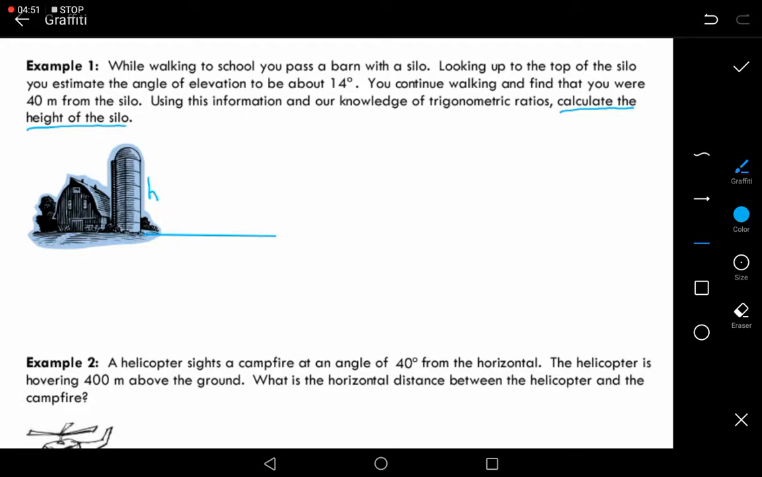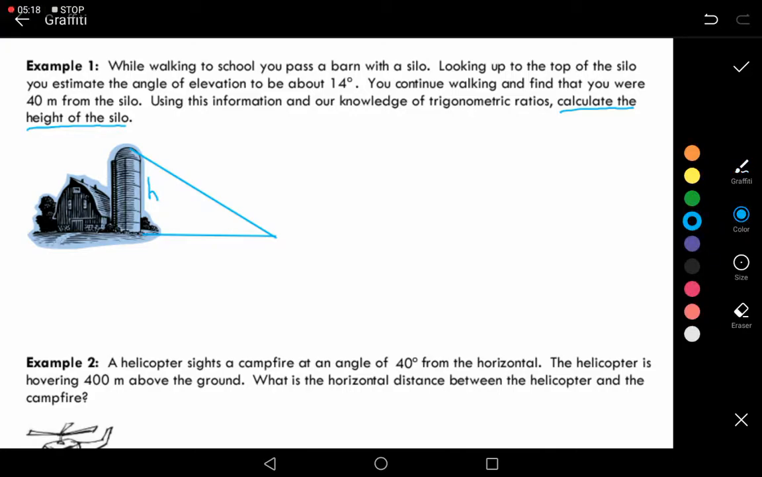It also says that the angle of elevation, okay, so think about that for a second, elevation, so you're looking up, right? So elevation obviously means you're looking up. So that's that angle from here up to the top of that silo. So now we just need to label those sides.